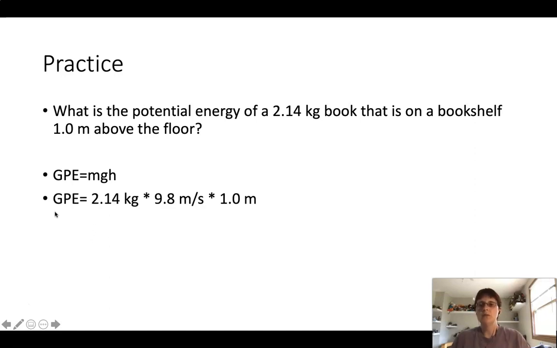So gravitational potential energy equals the 2.14 kilograms times gravity, again 9.8 meters per second squared, and then times the height, 1 meter. When you multiply them together, you get 20.9, and the unit for energy is joules. So 20.9 joules for the first problem.